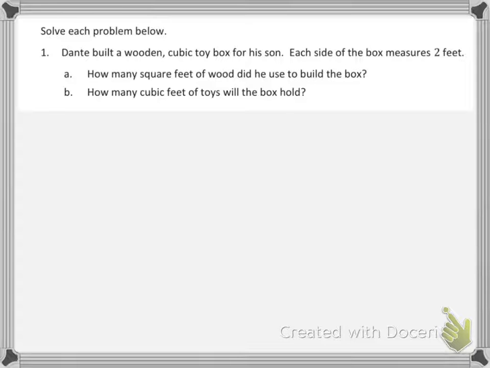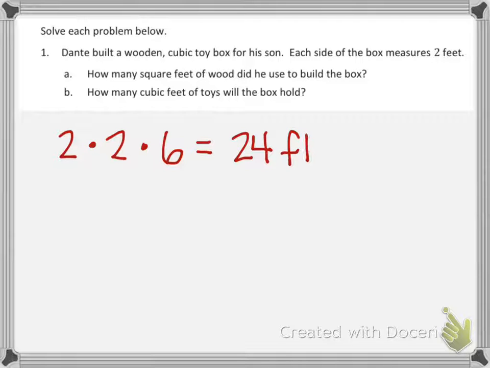Number one, Dante built a wooden cubic toy box for his son. Each side of the box measures 2 feet. Part A, how many square feet of wood did he use to build the box? Well, I know that each side is 2 feet, so 2 feet times 2 feet will be the area of each side, and I know there are going to be 6 sides. So 2 times 2 is 4, times 6 is 24. So it's 24 square feet is the surface area.